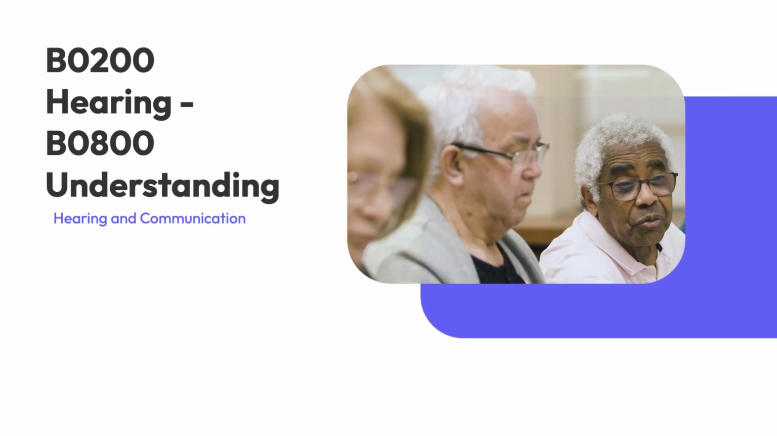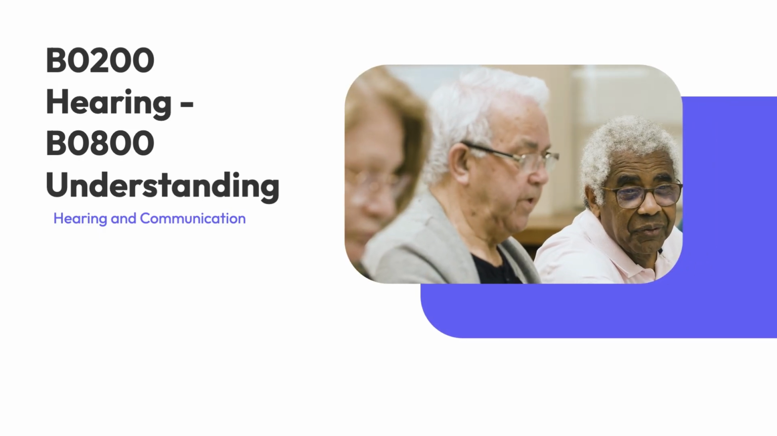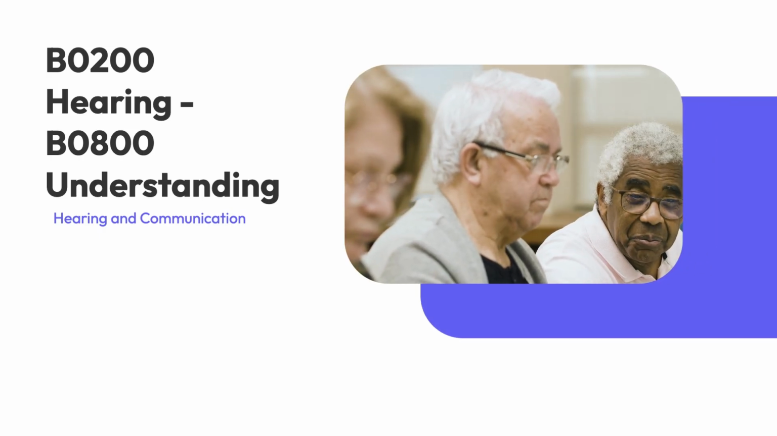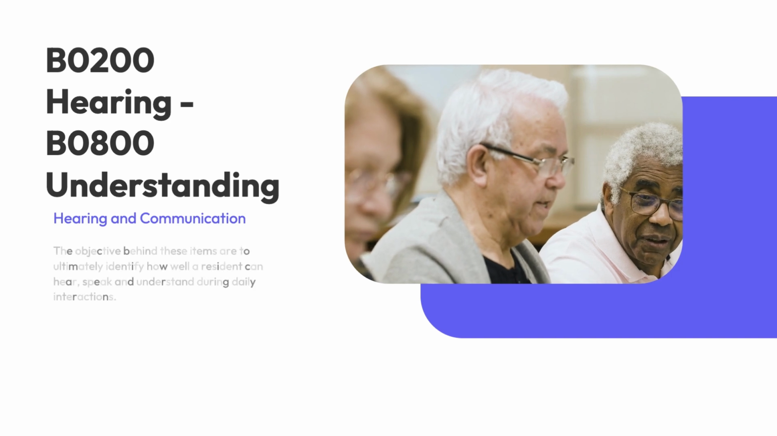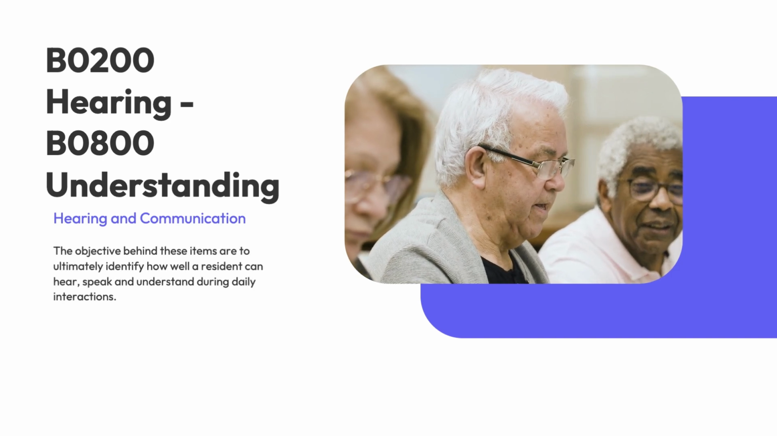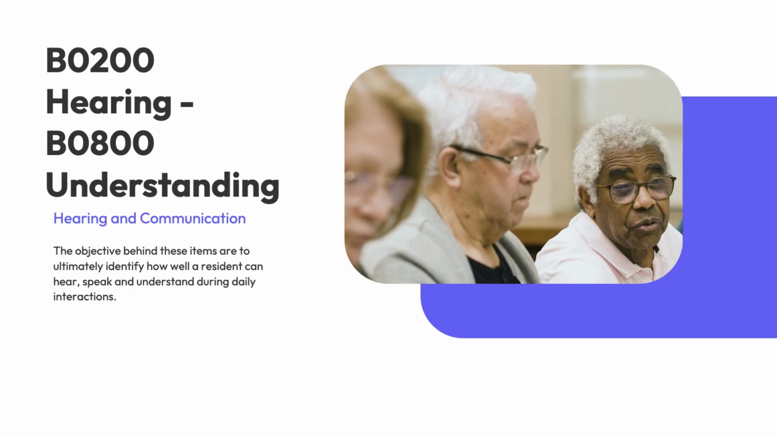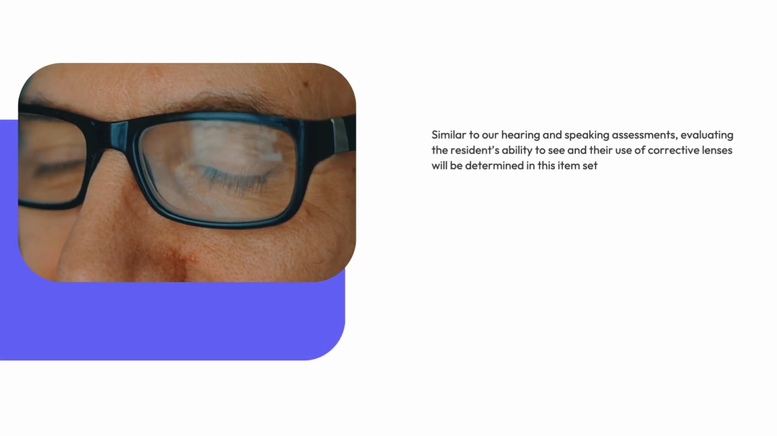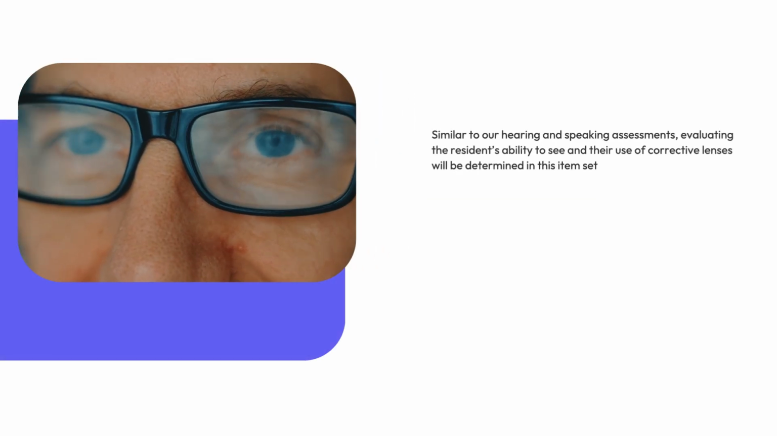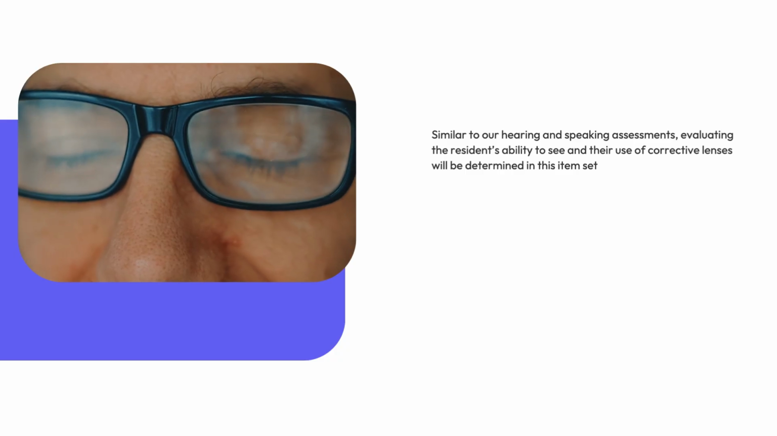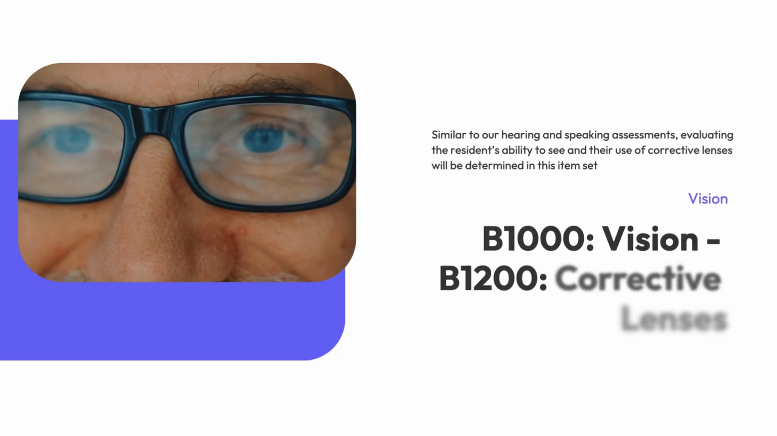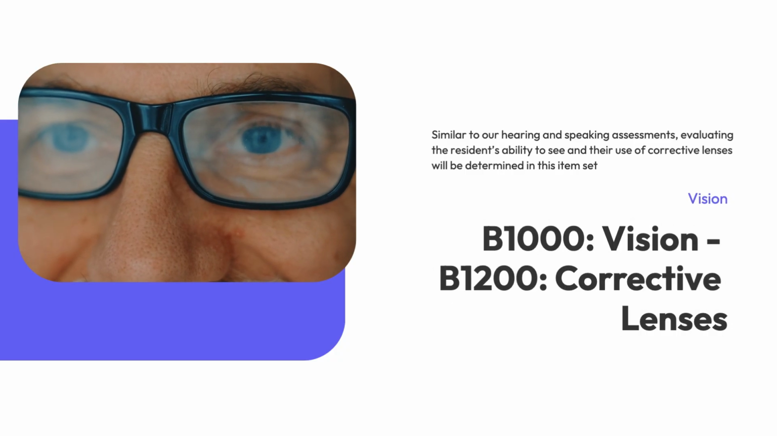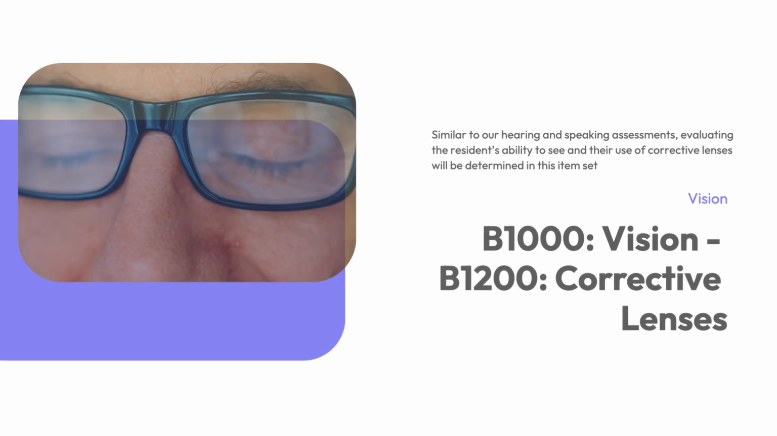Based on our findings from the preceding question, we can now appropriately answer the next set of questions, B0200, hearing, through B0800, understanding. The objective behind these items is to ultimately identify how well a resident can hear, speak, and understand during daily interactions. Similar to our hearing and speaking assessments, evaluating the resident's ability to see and their use of corrective lenses will be determined in Item Set B1000, Vision, and B1200 corrective lenses.